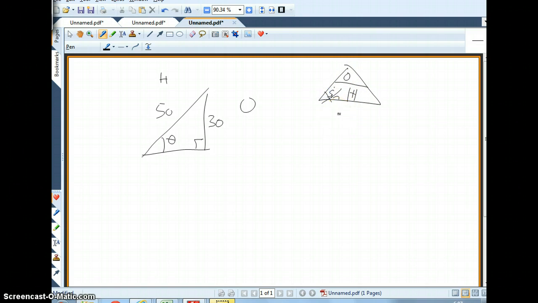Cross out the sine. Remember, go shift on the calculator. Sine, that gives you this symbol, inverse sine, and then you would go O, which is 30, divided by 50. Answer. Shift sine on the calculator, 30 divided by 50.